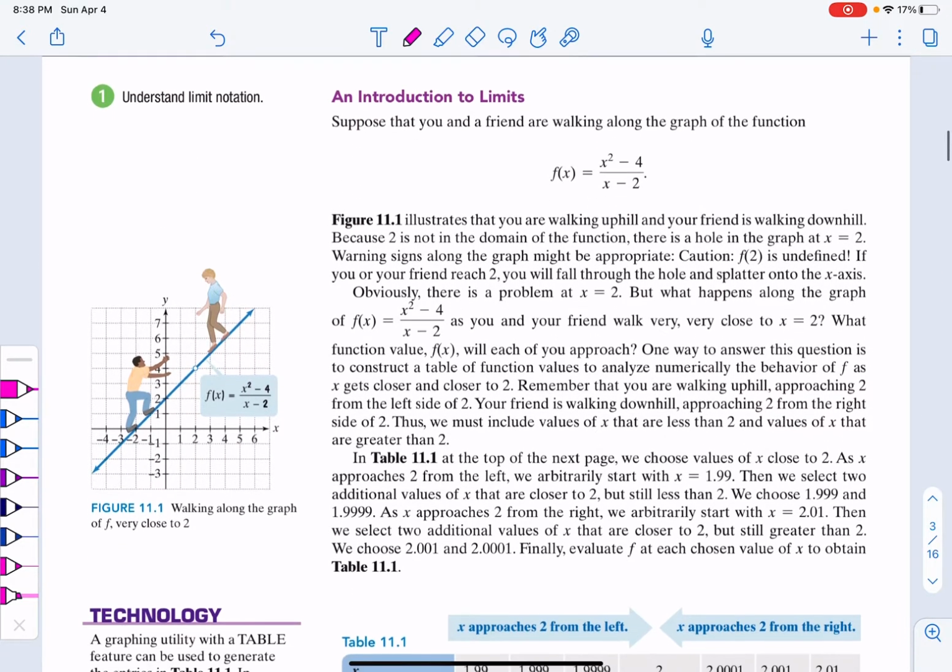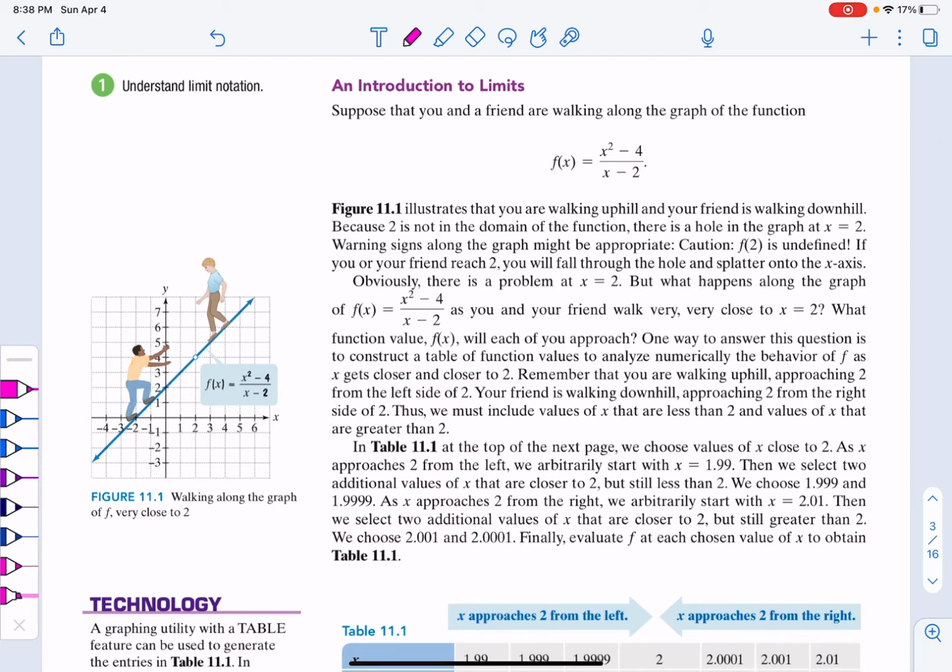If you were to go through the book and look at some of the introduction, I thought this was a good example of what happens with a limit. Suppose that you and a friend are walking along the graph of the function f of x equals (x squared minus 4) divided by (x minus 2). Looking at the graph, one friend is walking downhill, approaching what looks like a hole in the graph. The other friend is walking up the graph, approaching that same value.